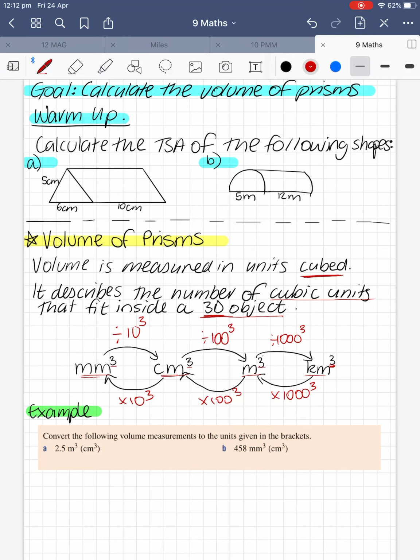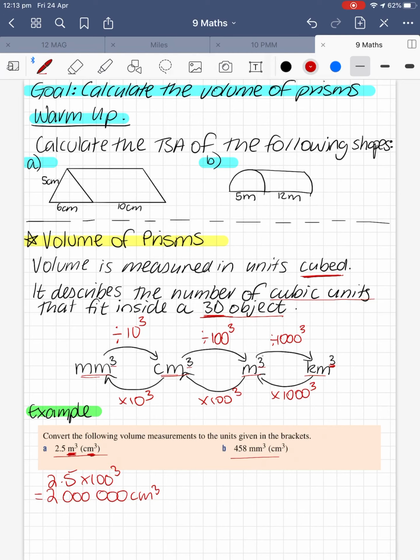So let's do an example here where we need to convert 2.5 meters cubed to centimeters cubed and 458 millimeters cubed to centimeters cubed. Well, if we have a look at our conversion chart above, to get from meters cubed to centimeters cubed, we need to multiply by 100 cubed. And that gives us the answer of 2 million centimeters cubed. So in other words, 2.5 meters cubed is 2 million centimeters cubed.